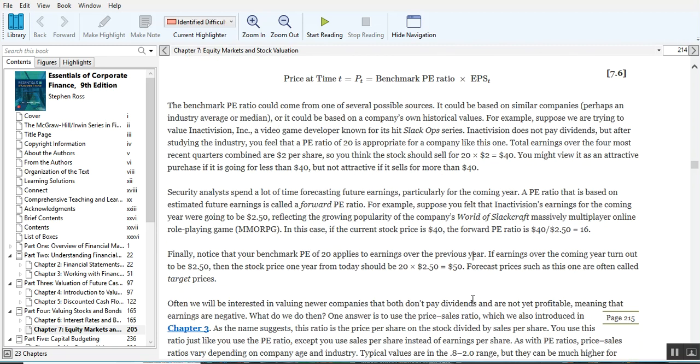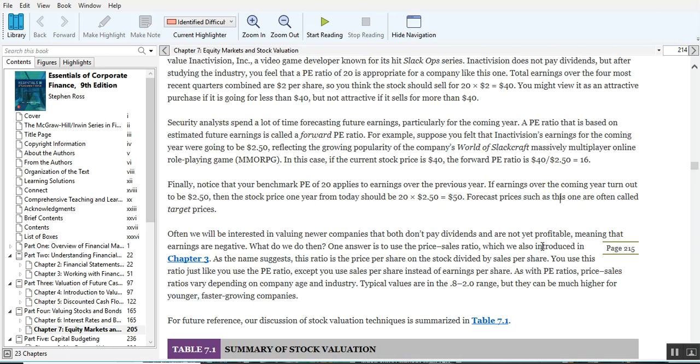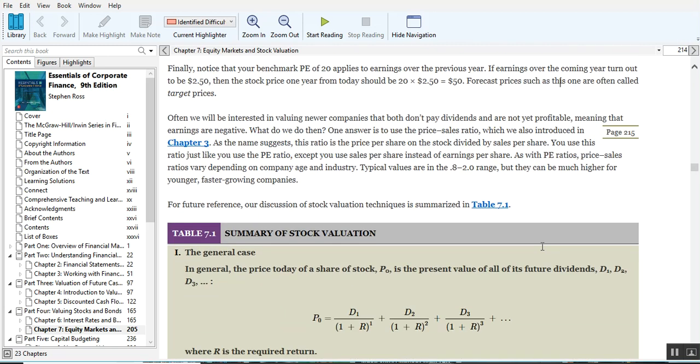The PE ratio of 20 applies to earnings over the previous year, but if you are looking at earnings in the future and you want that to be the same as it was in the past, the PE ratio, it should be 20 times $2.50, or $50. That's what you're anticipating. Those are target prices, not necessarily actual. But again, these are projections and they change, and they may or may not be met by the company.